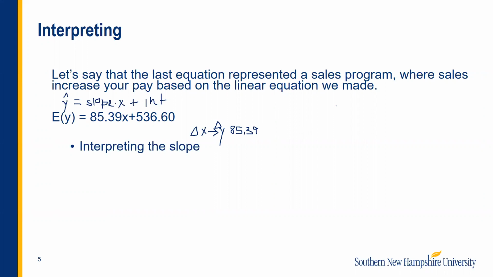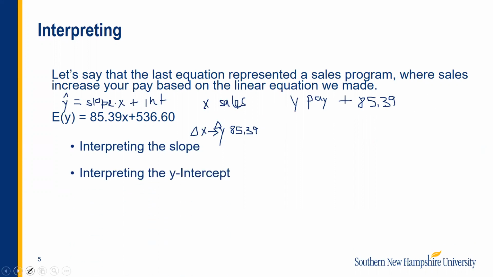Now, what does that mean? That means that if x represented your sales, so remember that x was sales, and y was your pay, then every time x changed by 1, every time you had an extra sale, your pay would increase by the slope, 85.39. So your pay goes up $85.39 based on the sales on average. And that's what the slope tells you.